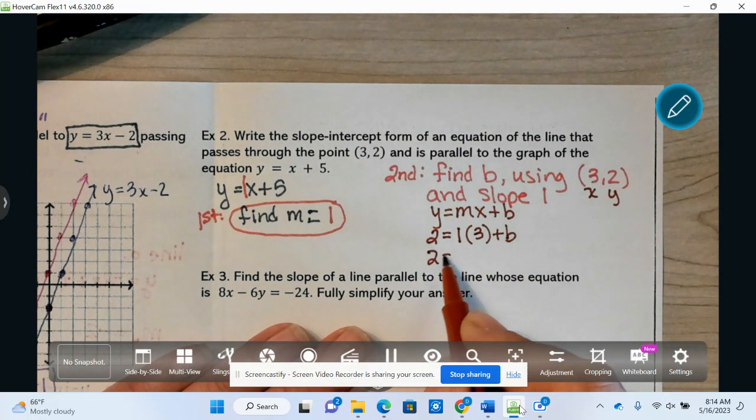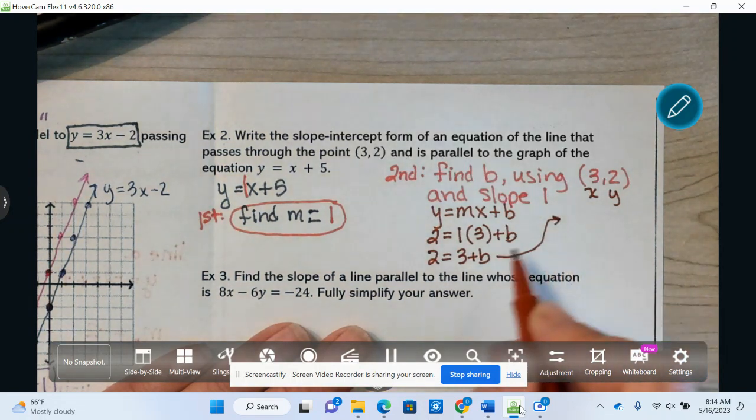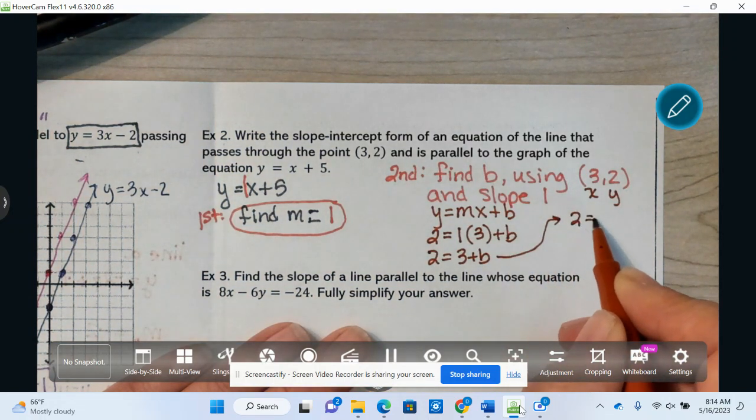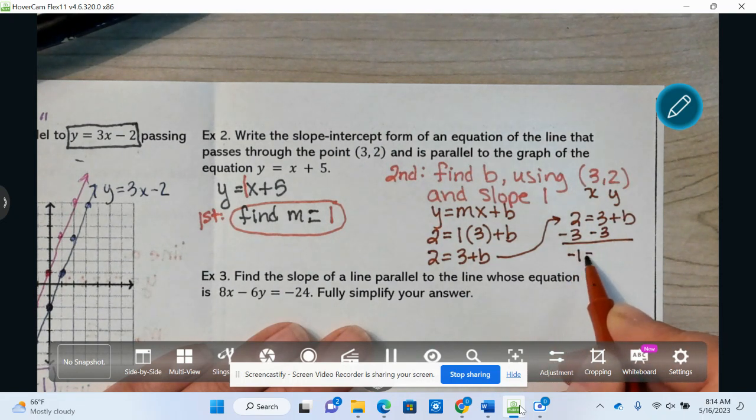Well, that gives me 2 equals 3 plus b. Trying to get b all by itself, so how do I do that? I'm going to subtract 3 from both sides. Negative 1 equals b. That's my y-intercept.